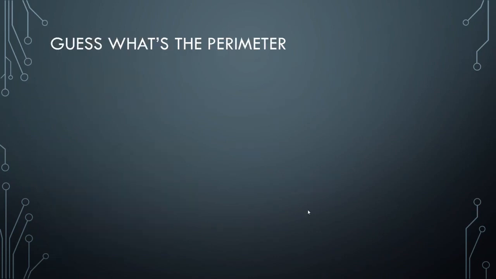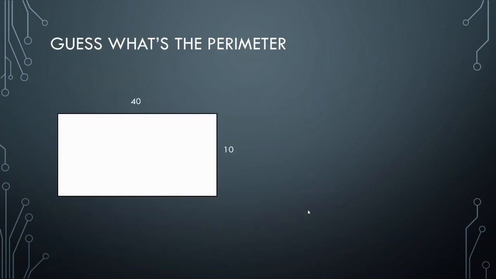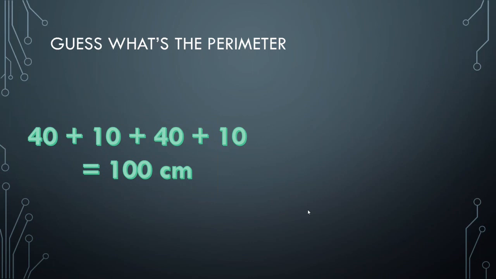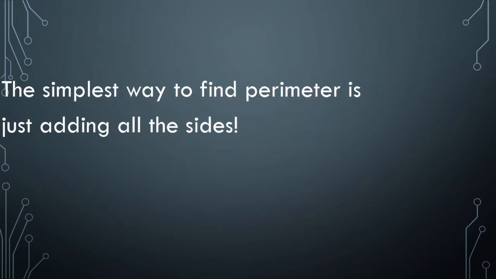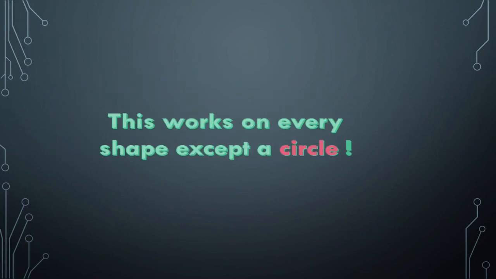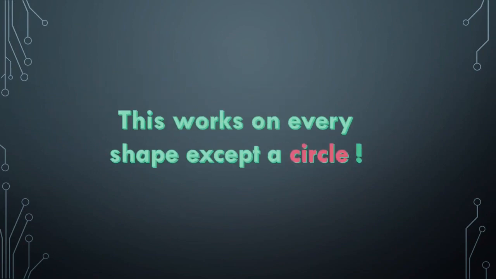Now you take a guess on what's the perimeter of this rectangle. You got 5 seconds. You could pause the video if you want more time. So you add all the sides. That's how you find the perimeter. So in this case, you add 40 plus 10 plus 40 plus 10, which gives us 100. The simplest way to find the perimeter is just by adding all the sides. This works on every shape except a circle.